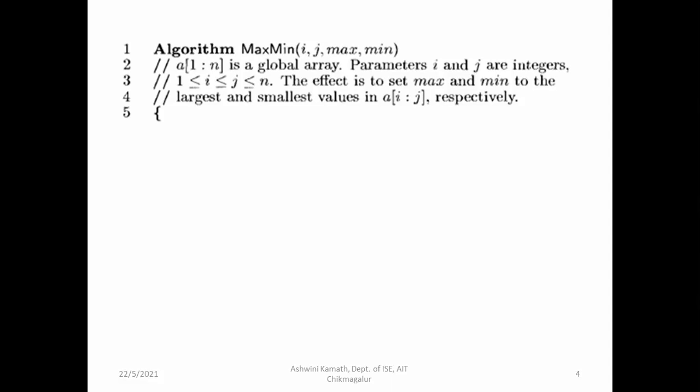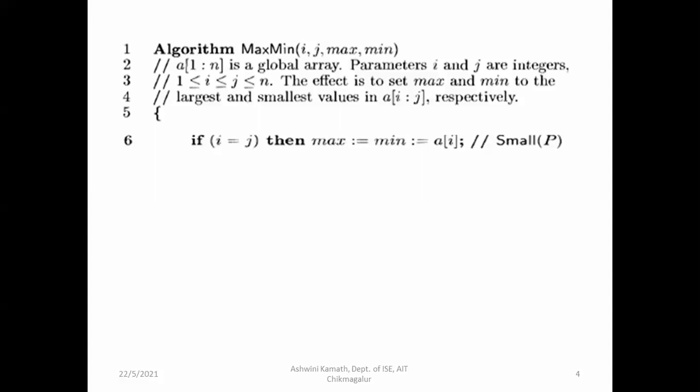Since it is a recursive call, intermediate calls to the same function will change the values of i and j. So if i is equal to j, then max is equal to min is equal to A of i. This is Small(P), that is, when we have a single element. When i is equal to j, we have a single element, so assign that single element to max and min. That itself is the maximum element and the minimum element.